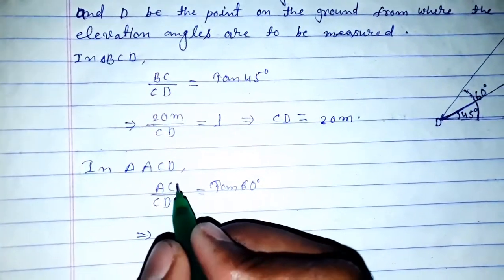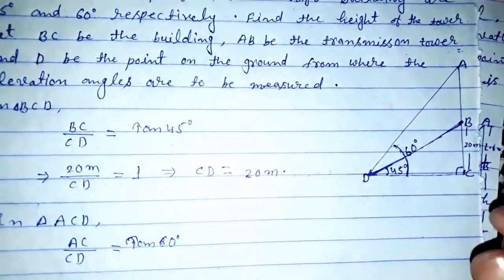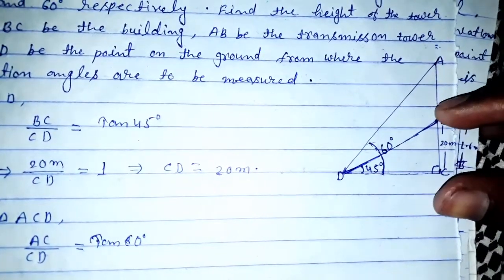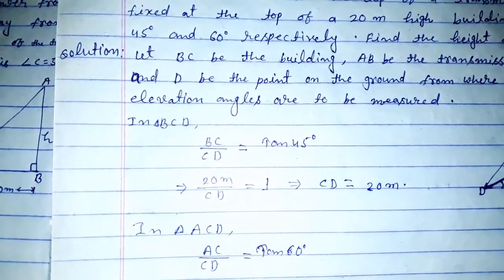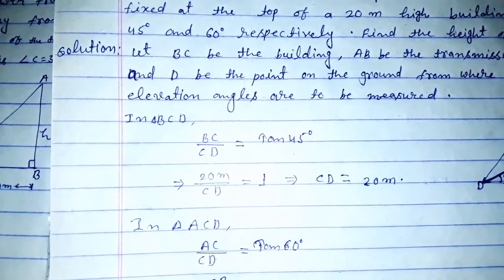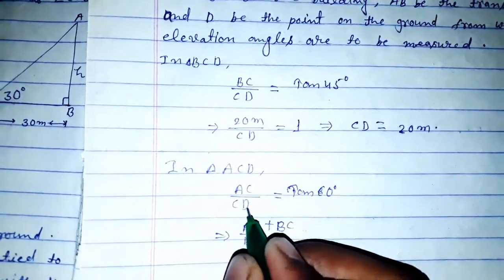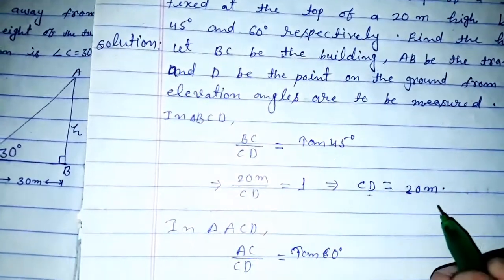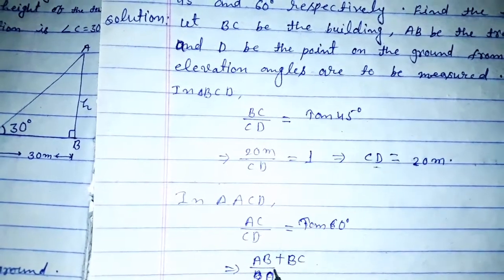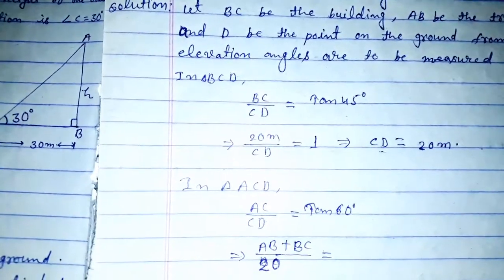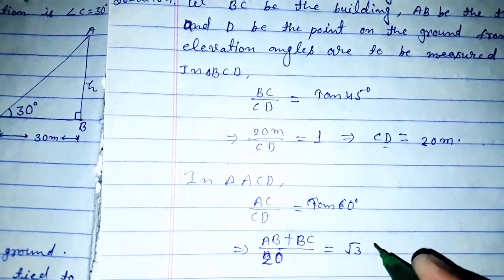What is the value of AC? AC represents AB plus BC. What is CD? CD is 20 meters. So here put the value of CD as 20. What is the value of tan 60 degrees? Tan 60 degrees is root 3.